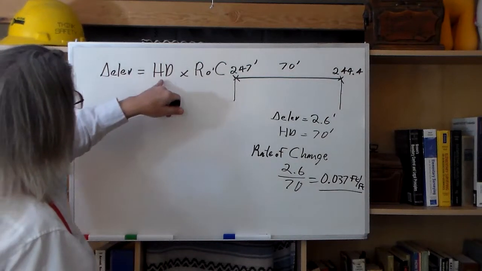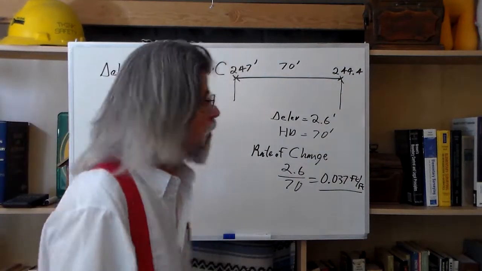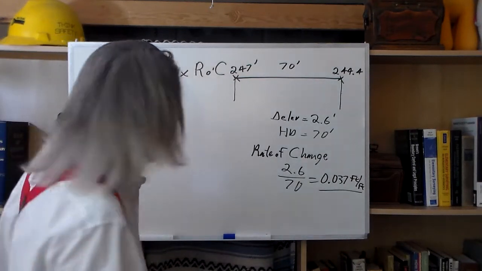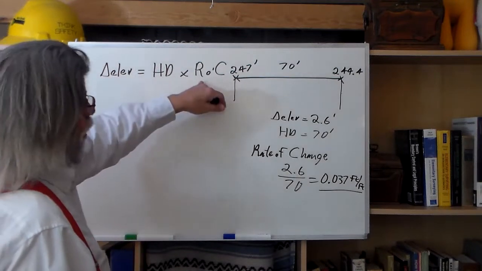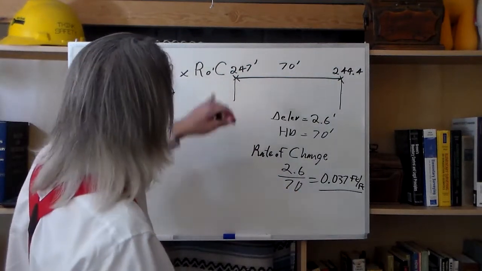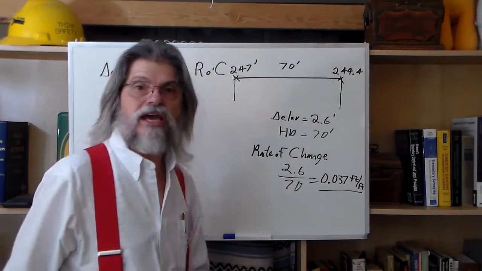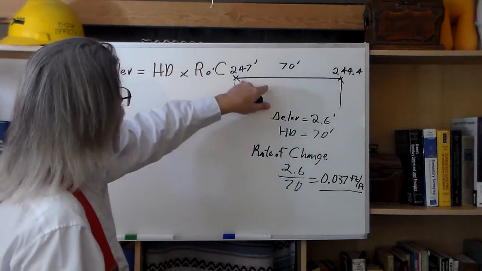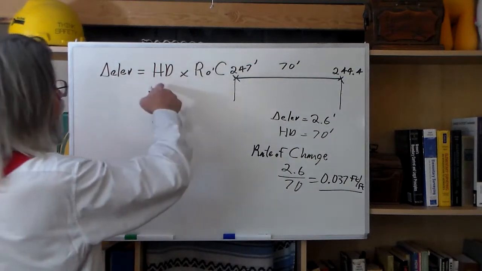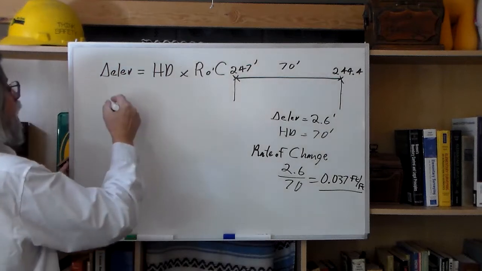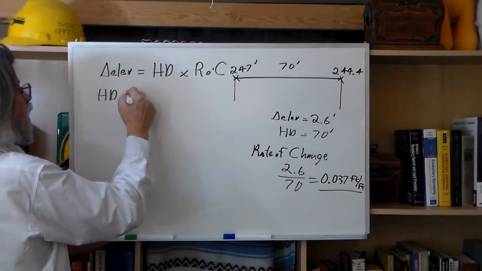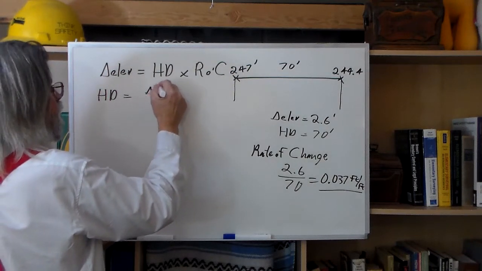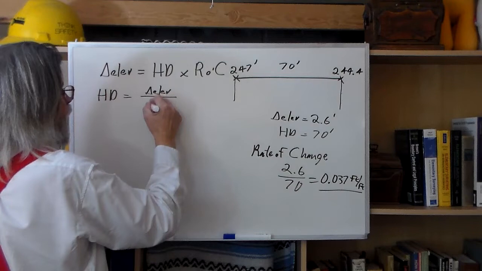Well, if delta elevation is HD times the rate of change, that works great if you know the horizontal distance and the rate of change. In this case, we know the rate of change, we just calculated it. This is a straight line, so the rate of change is going to be the same all the way along it. We can figure the delta elevation. So if delta elevation is HD times rate of change, that means HD is going to equal delta elevation over rate of change.